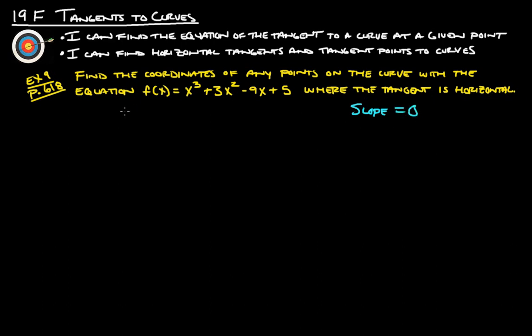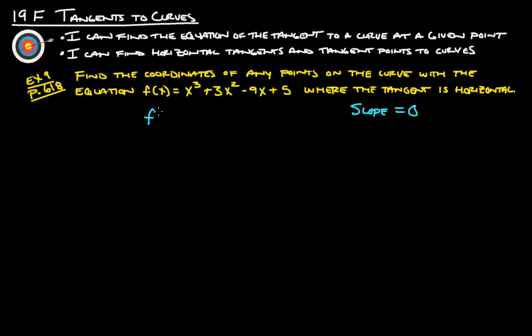So we know the slope, and we have the equation of the function. What we're going to do is find the derivative of this function. And we know that the derivative and the slope are the same thing. So this f prime of x is going to end up equaling 0.